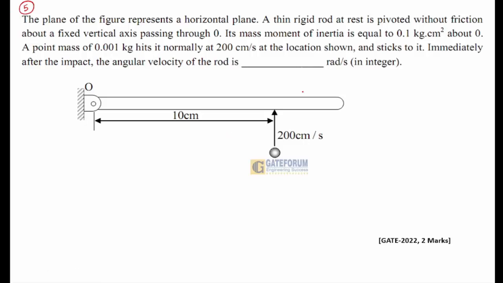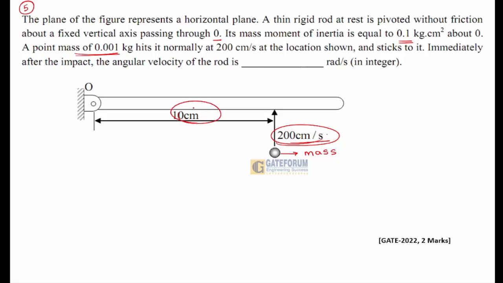A plane of the figure represents a horizontal plane. A thin rod at rest is pivoted without friction about a fixed vertical axis passing through O. Its mass moment of inertia is equal to 0.1 kg centimeter square about O. A mass of 0.001 kg strikes normally at 200 centimeter per second at the location shown and sticks to it immediately after the impact. The angular velocity of the rod is dash radian per second. Basically, this is the mass which he has given with a certain velocity, and the distance is 10 centimeter.